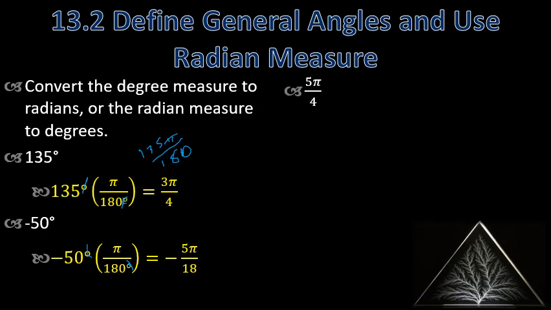Let's convert the other way. This one's radians. How do I know? Because there's no degree sign. If it's in degrees, it'll have a degree sign. If it does not have a degree sign, then it is radians.